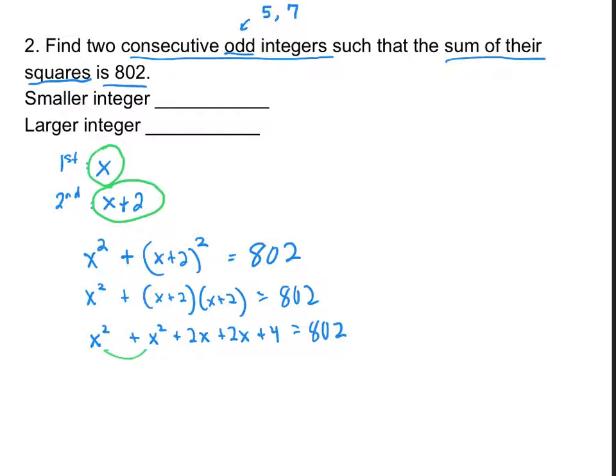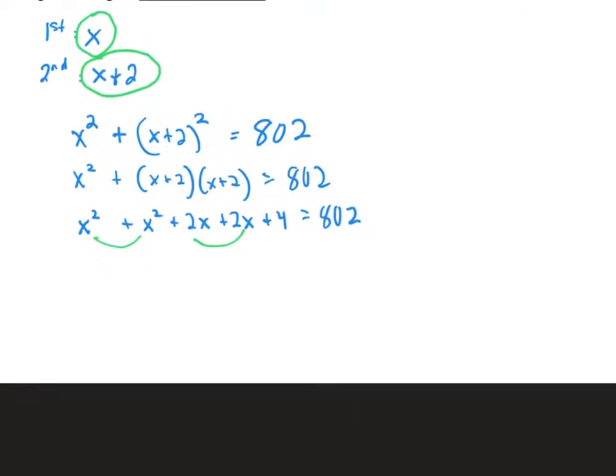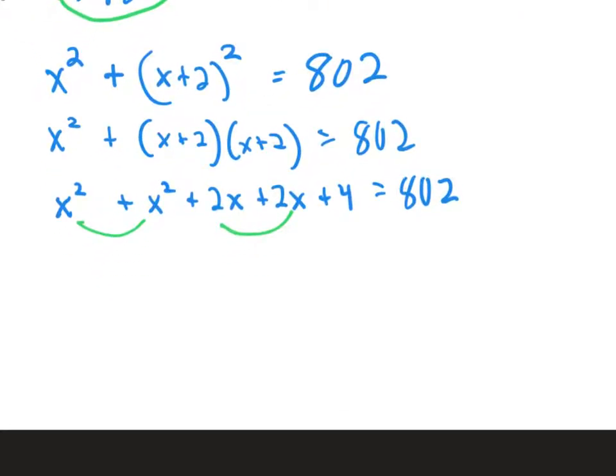And then put your like terms together. We've got x squared and x squared, 2x and 2x. So 2x squared plus 4x plus 4. I'm going to go ahead and subtract this 802, equals 0. So subtracting the 802 gets rid of it from the right. And then we've got 2x squared plus 4x, and then minus 798.